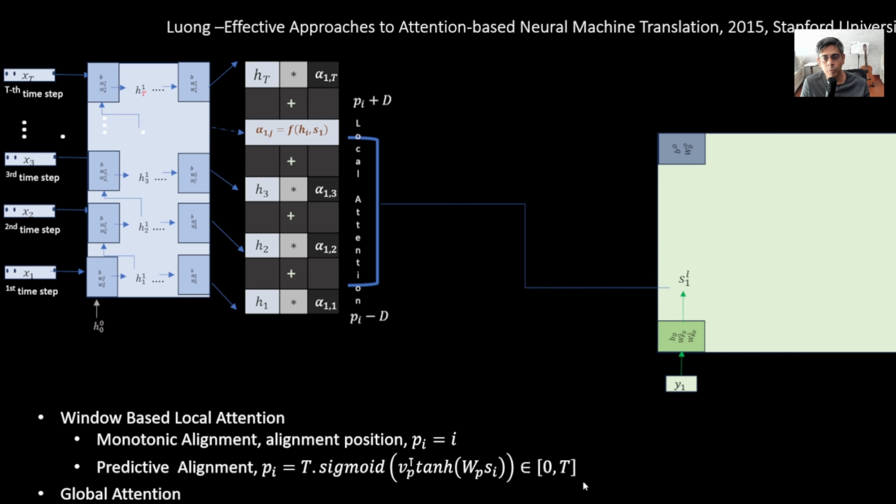So because of sigmoid, the range will be between 0 and T, which is the center decoder output, and then it will give you a position which is in between 0 and T. So that's the learned prediction.